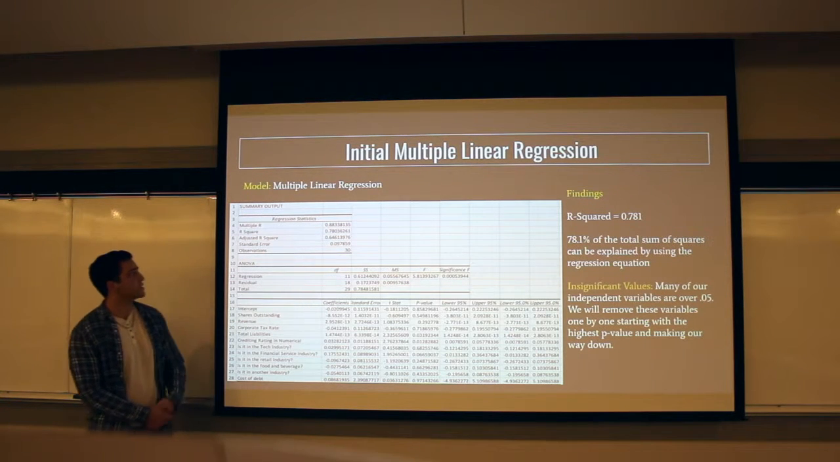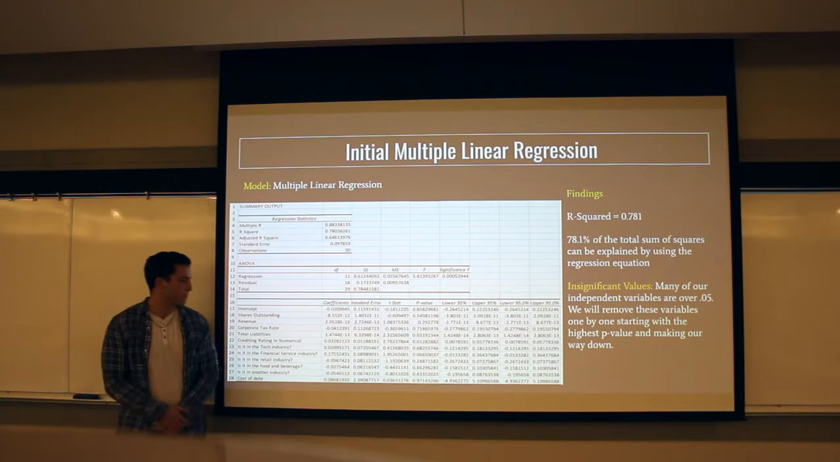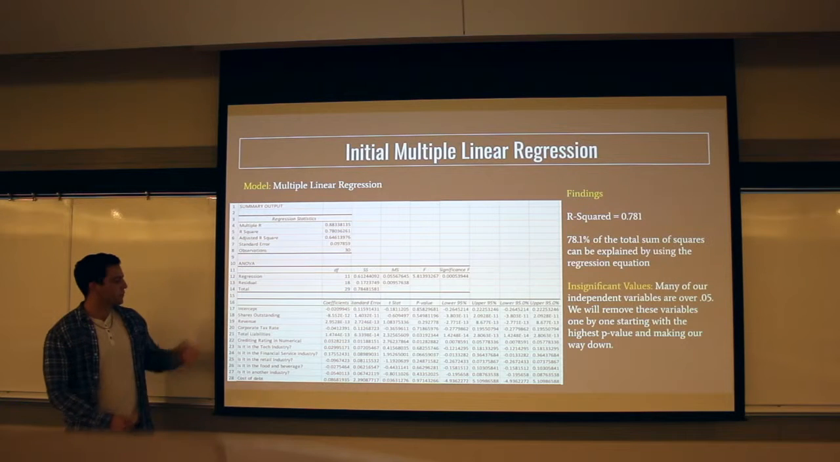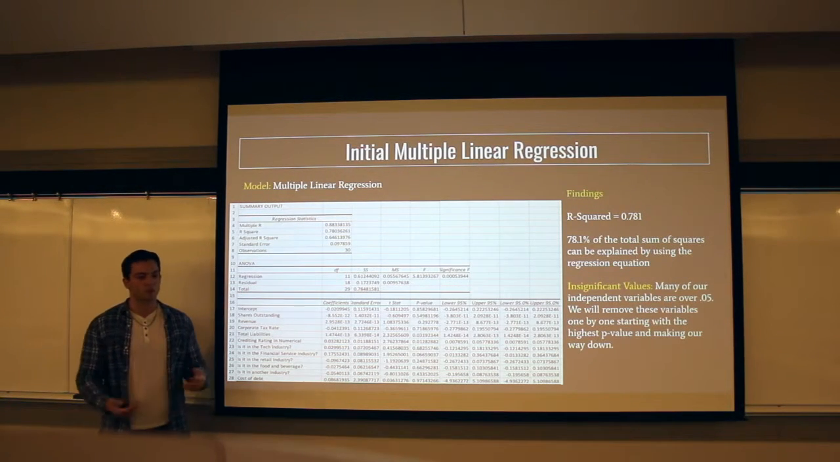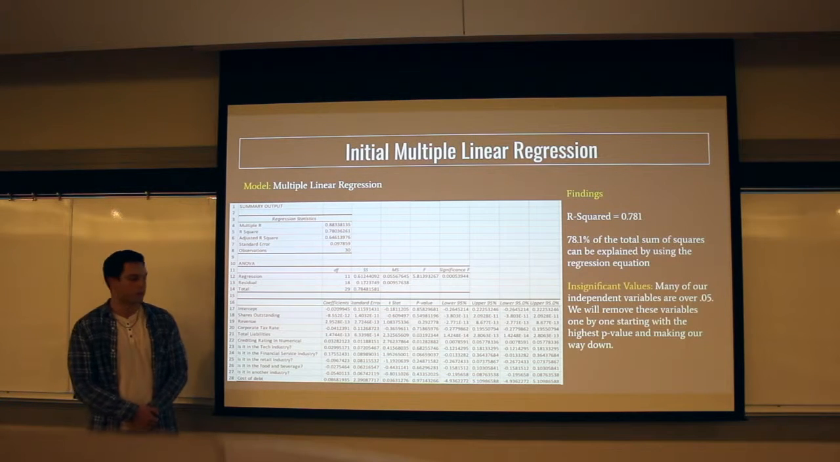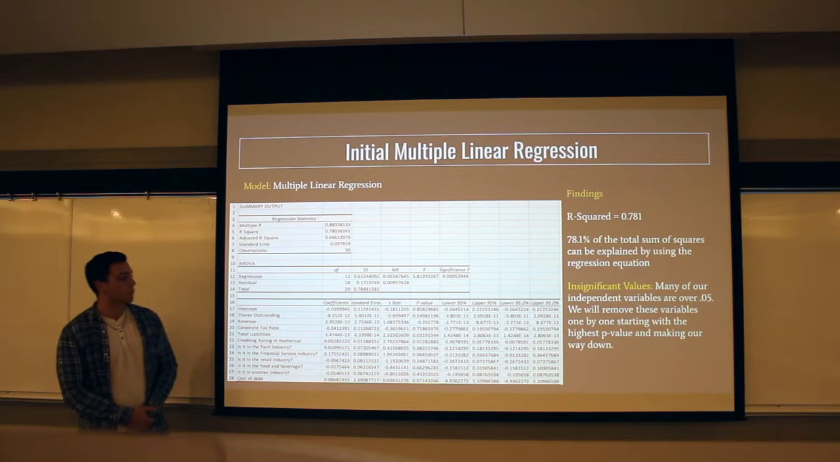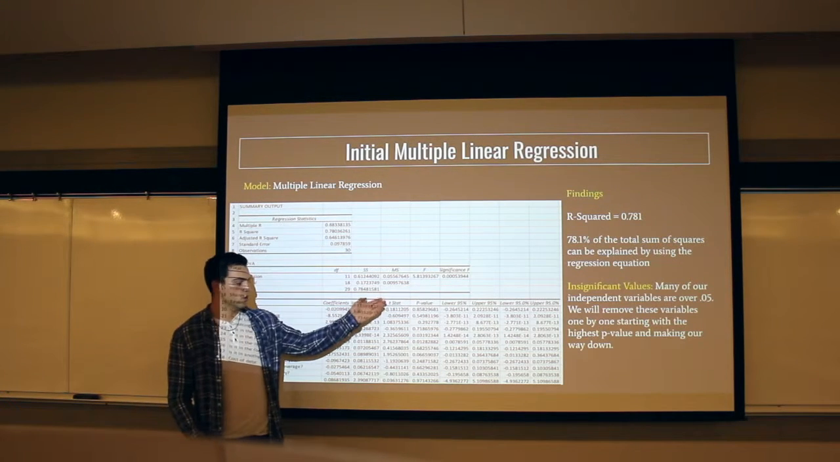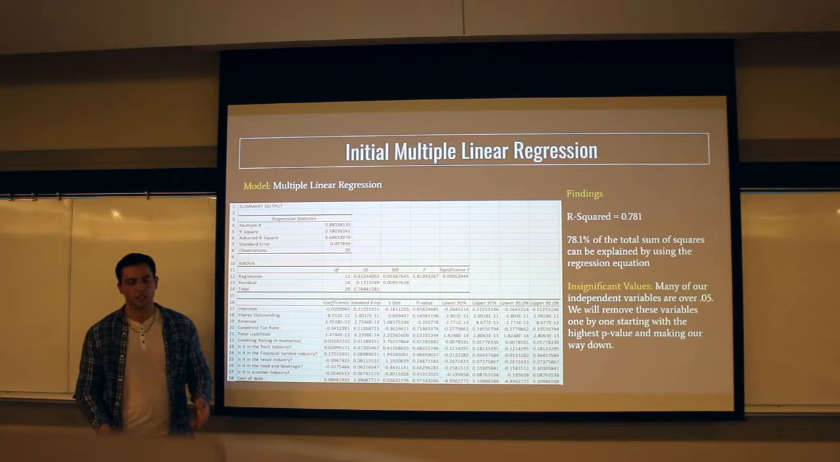All right, so this is the first regression that we ran. When we ran this regression, we got an R-square of 0.78. If you look at the variables here, you'll note that assets is no longer in there because there was multicollinearity between assets and liabilities, so we kicked out assets. Now, if you look at the p-values, you'll notice that a lot of them are over the 0.05 significance level.